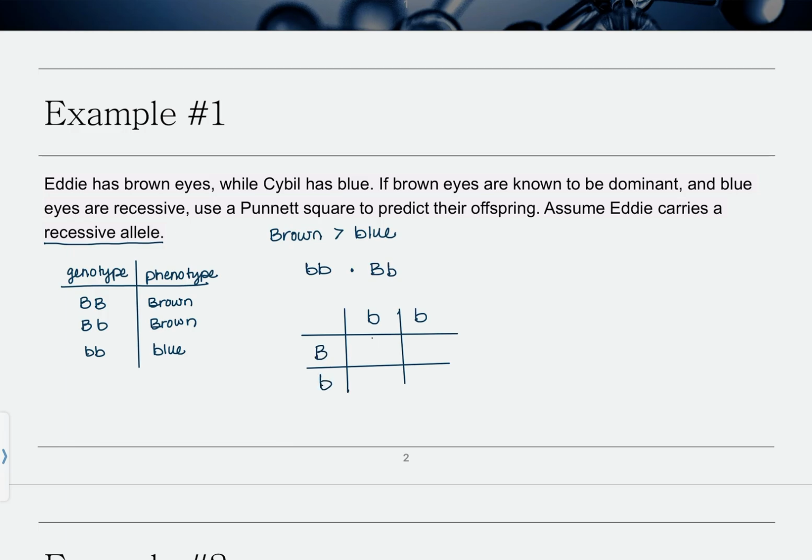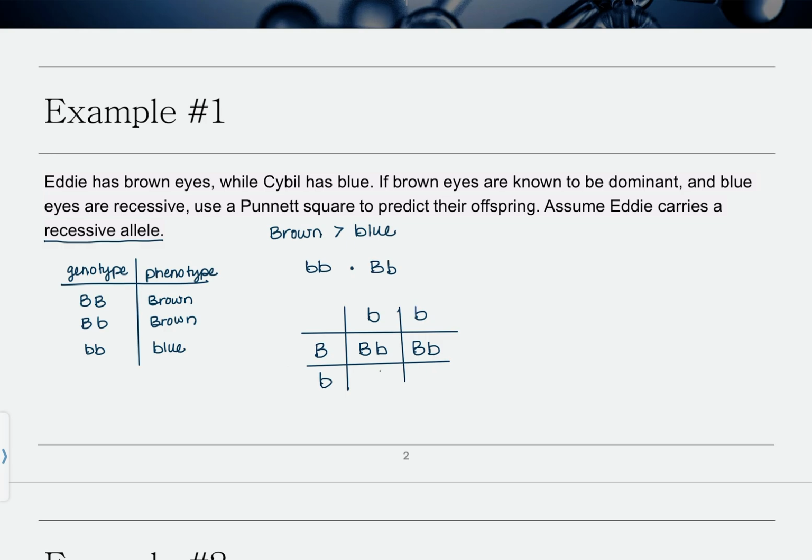And again, the goal is to determine what the potential genotypes of the offspring could be if Sybil donates a recessive allele here and Eddie donates a dominant allele. So you basically just match what would go in this box if each of the parents donated that particular allele. Just some nomenclature, how you should be writing these things is that the capital letter should always go first, no matter which direction you're coming from.